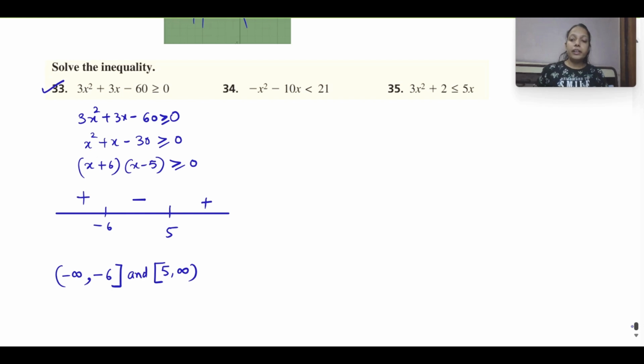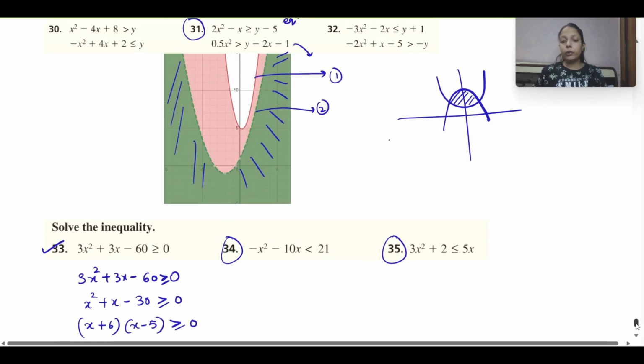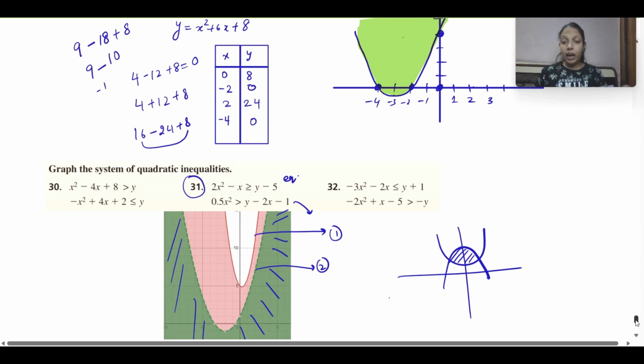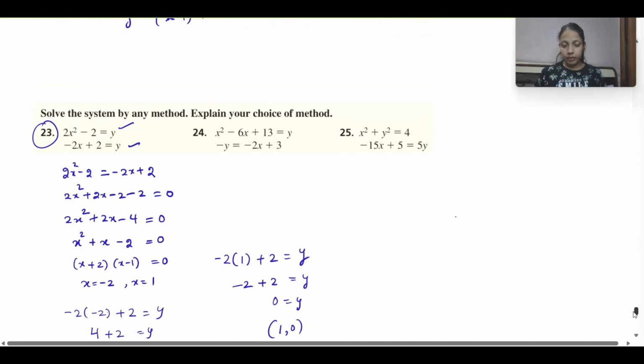Okay. We did this. Remaining 34 and 35, it's for you. You can try yourself. Because the more practice you do, the better it is for you. You will be familiar with how to solve these questions.